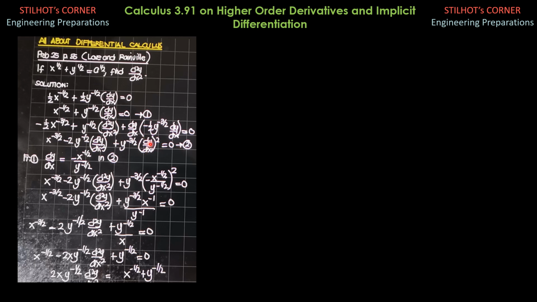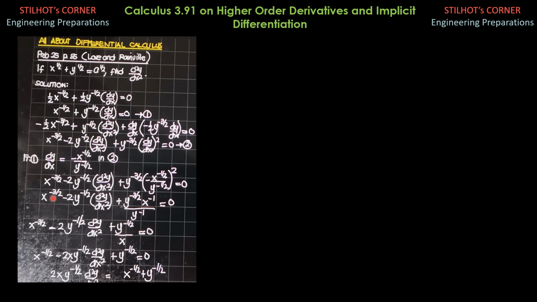We substitute the value of dy dx from equation 1, which is negative x to the negative 1/2 over y to the negative 1/2. So this is the simplification of dy dx from equation 1. We substitute this into equation 2. So x to the negative 3/2 minus 2y to the negative 1/2, then second derivative of y with respect to x, plus y to the negative 3/2, then we substitute dy dx, which is negative x to the negative 1/2 over y to the negative 1/2, then quantity squared equals 0.